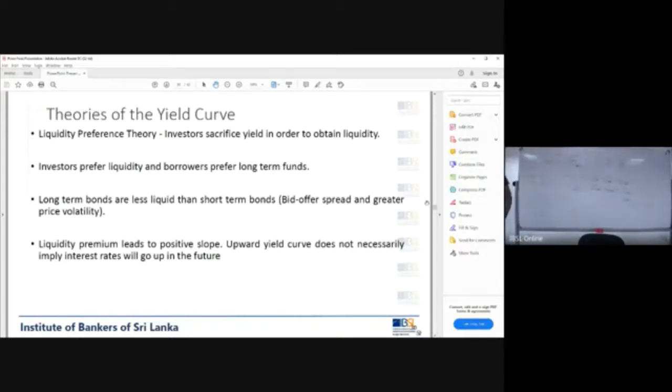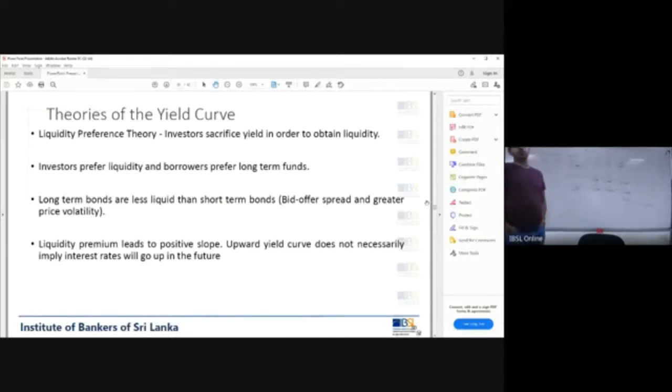Now take your credit cards, for example. Normally credit cards give about 1.5 months credit period, but if you have a 3 months credit period, you'll be all delighted, very excited. Because as a borrower, you will want long-term funds.